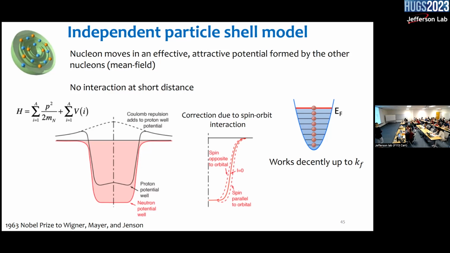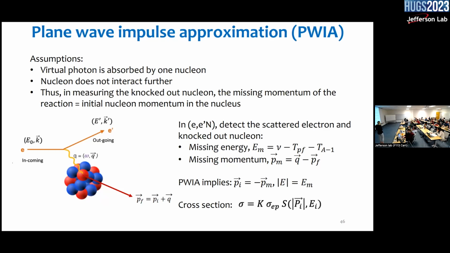This is a reasonable model. We call it the mean field approximation, where these particles are swimming around. This works decently well below the Fermi momentum. And so the approximation that we use for this is the plane wave impulse approximation, so PWIA. Here we go back to the assumptions that we discussed earlier. We assume that only one virtual photon is emitted and it's absorbed by one nucleon. The nucleon doesn't interact further, so there are no final state interactions. And that means that the missing momentum of the reaction is equal to the initial nucleon momentum in the nucleus, if you measure everything.